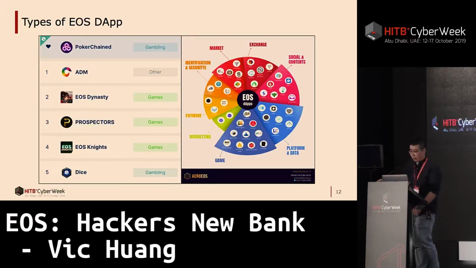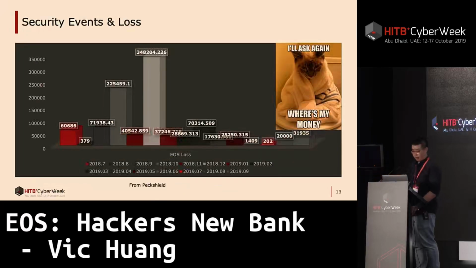According to this Airdrop Alert EOS, the largest kind of DApps is games. And most of the EOS assets are in China. You can see on the left-hand side the top 5 EOS DApps in September. You can see a lot of games and gambling things in the top 5.